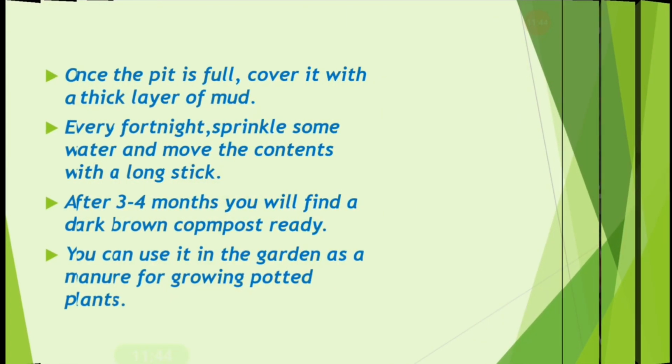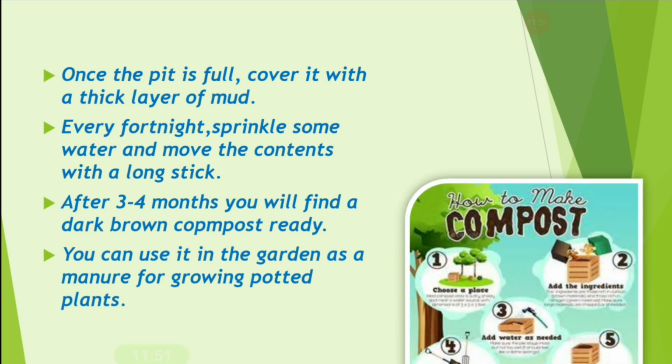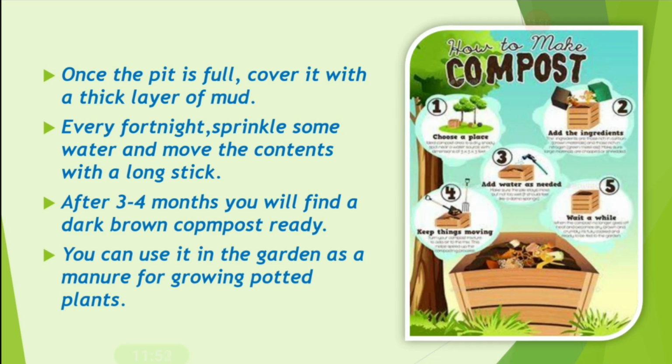Next step, once the pit is full, cover it with a thick layer of mud. Every fortnight, sprinkle some water and move the contents with a long stick. After 3 to 4 months, you will find the dark brown compost ready. You can use it in the garden as a manure for growing potted plants.